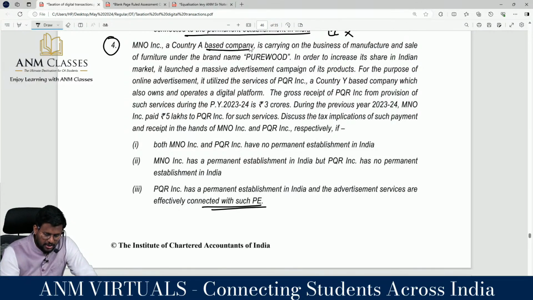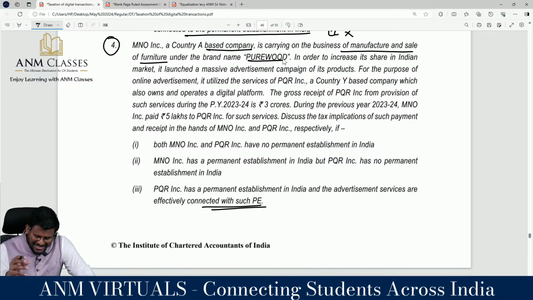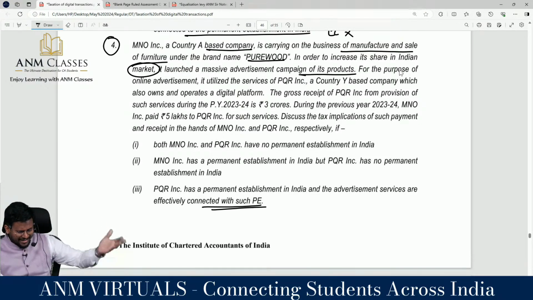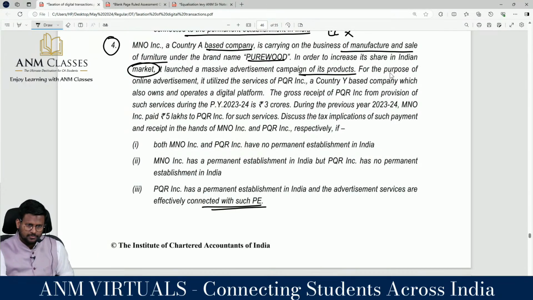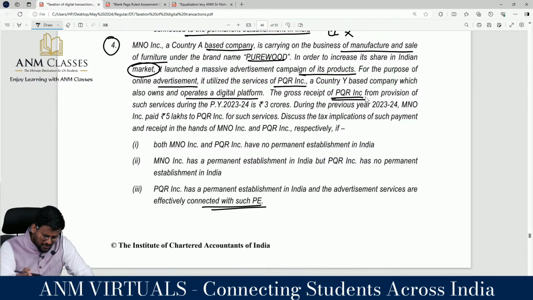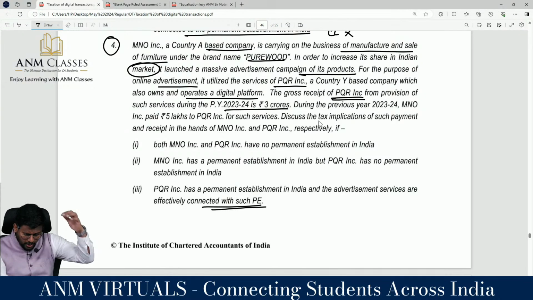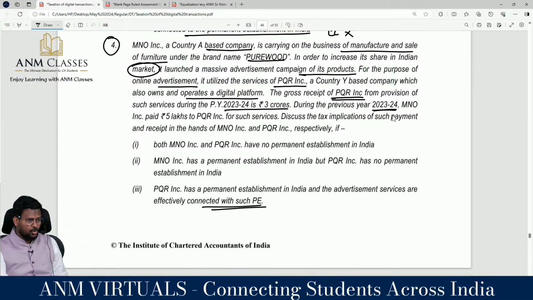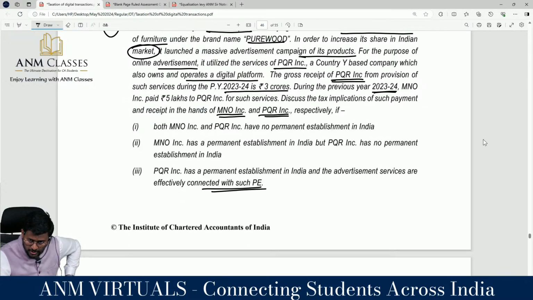MNO Incorporation, a country A-based company, is carrying on the business of manufacture and sale of furniture under the brand name. In order to increase its share in the Indian market, it launched an advertisement. To increase share in the Indian market, it has to advertise in the Indian market. For the purpose of an advertisement, it utilizes the service of a country Y-based company which also owns and operates a platform. The gross receipts of PQR Incorporation from provision of such service during the previous year 23-24 is 3 crore. During the previous year 23-24, MNO Incorporation paid rupees 5 lakh to PQR Incorporation for such services. Discuss the tax implication of such payment and receipt in the hands of MNO Incorporation and PQR Incorporation respectively if both have no permanent establishment in India.